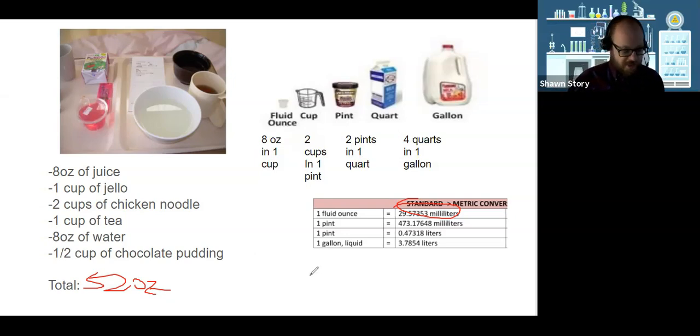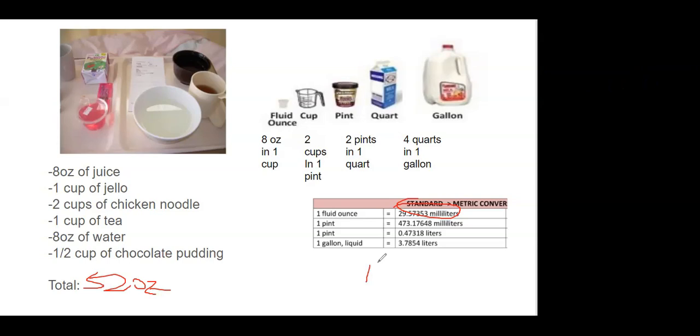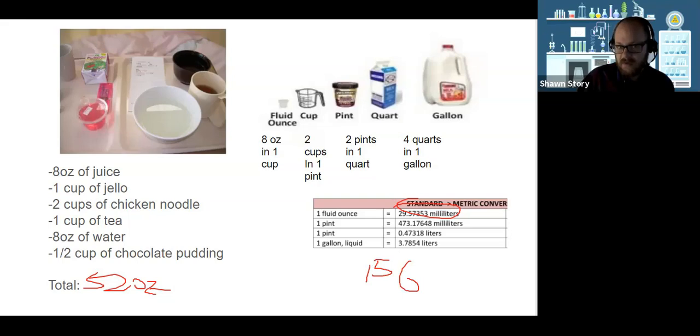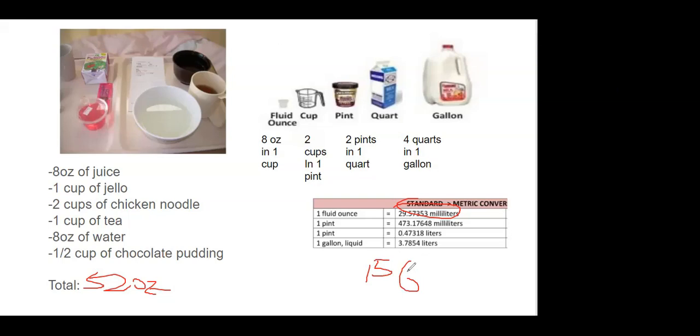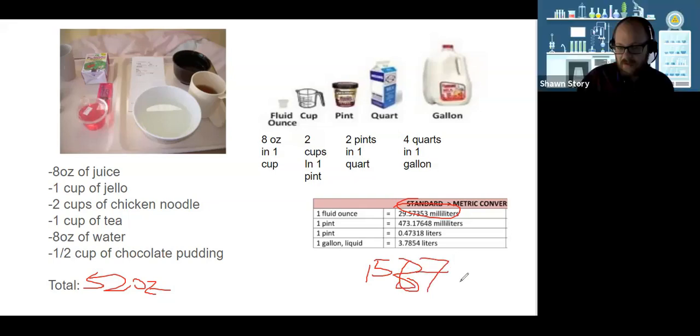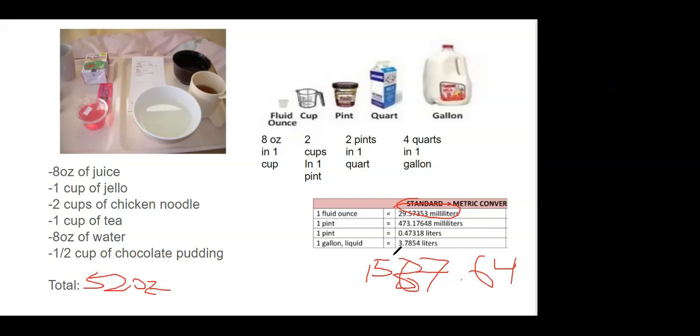All right. What did you get, ladies? How many milliliters? 1,537.64. Say that one more time. 1,537.64. Interesting. Okay. 1,537.82. Okay.